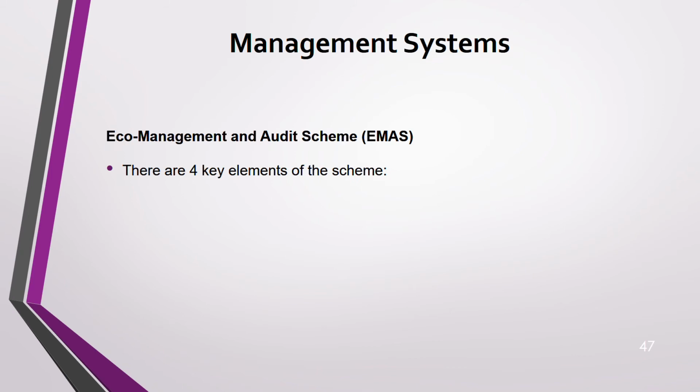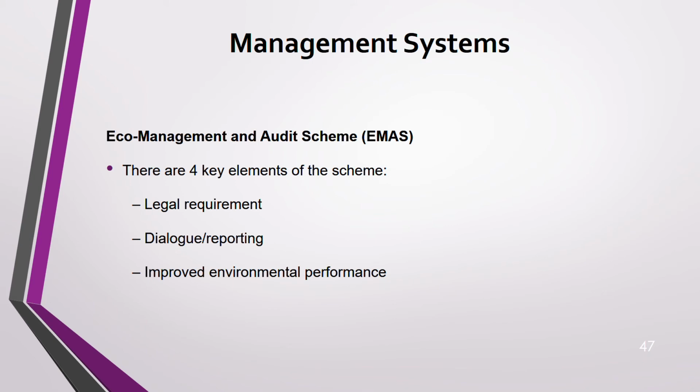There are four key elements of the scheme. Number one, legal requirement. It is legally required. Second, dialogue and reporting. Third, performance is improved. Fourth, employee involvement. Employees have to get involved in the scheme. Otherwise, it will not work. All these four elements have to be there for this scheme to work, otherwise it will not be successful. You need employees to make it work. It has to improve your environmental performance. Otherwise, what's the use of having this scheme? You need to report more frequently to your stakeholders. Otherwise, what's the point? And the legal requirement also has to be there.